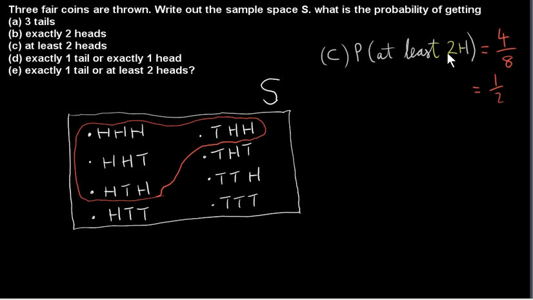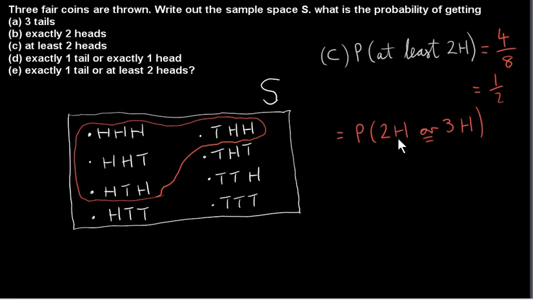We could think of this question another way. We could say that the probability of getting at least 2 heads is the probability of 2 heads or 3 heads on our coins. So we have an OR situation. One event or another event. And these events are mutually exclusive.